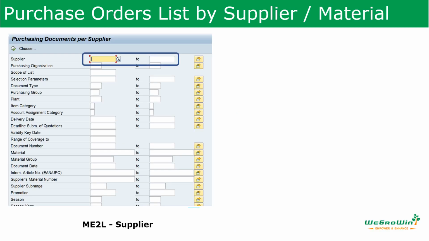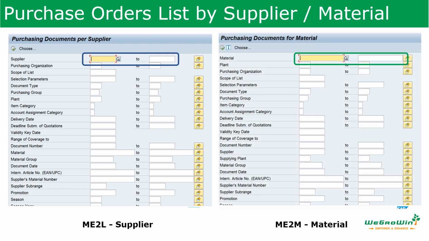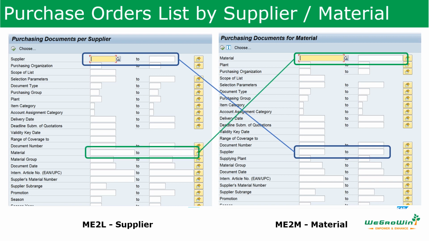So ME2L is the report to see the purchase orders by suppliers. ME2L is by supplier, ME2M is by materials. These are the two reports which you can see here. And there is no difference between these two other than the supplier and the materials being in different places. All other parameters are almost the same if you go through the list. So don't get confused. You can use both ME2L or ME2M to get the list of the purchase orders.